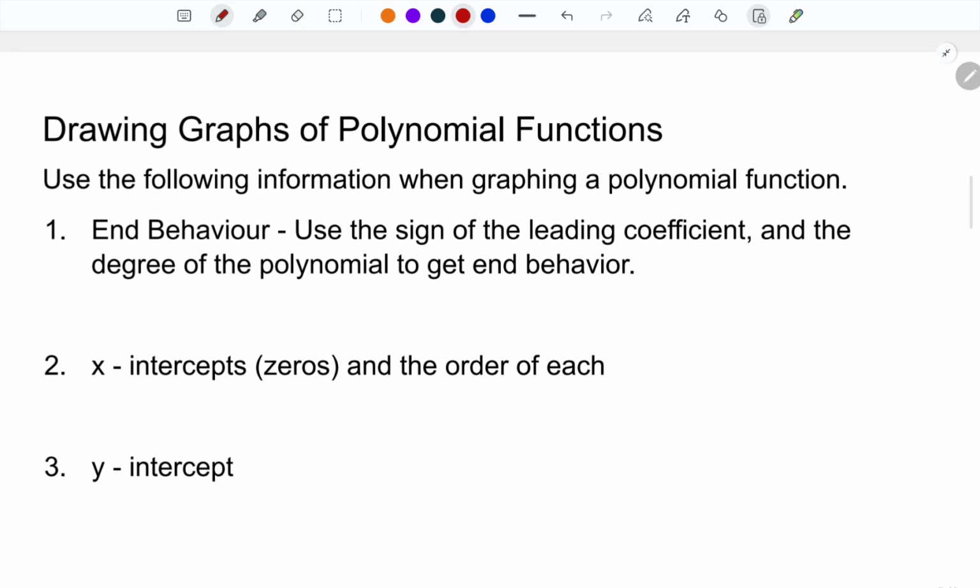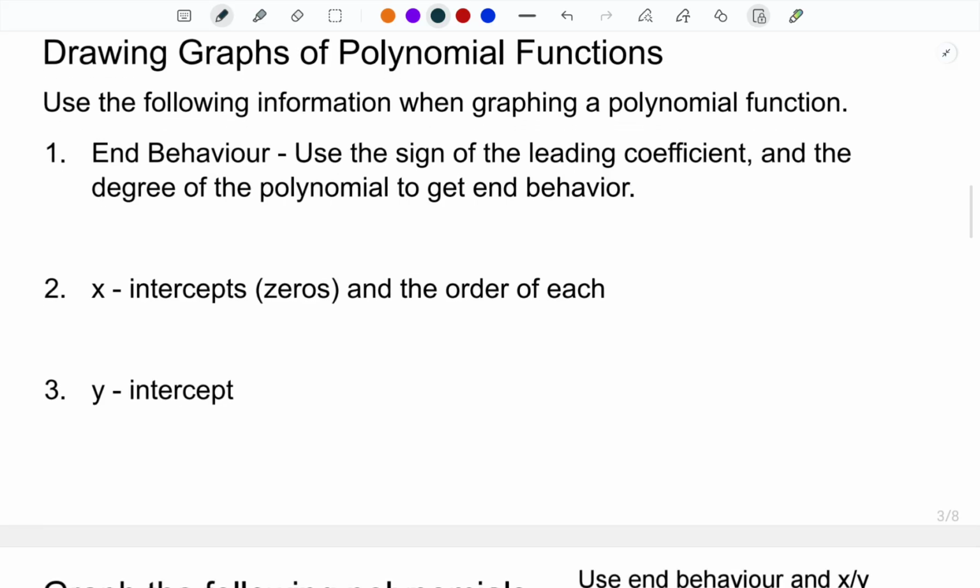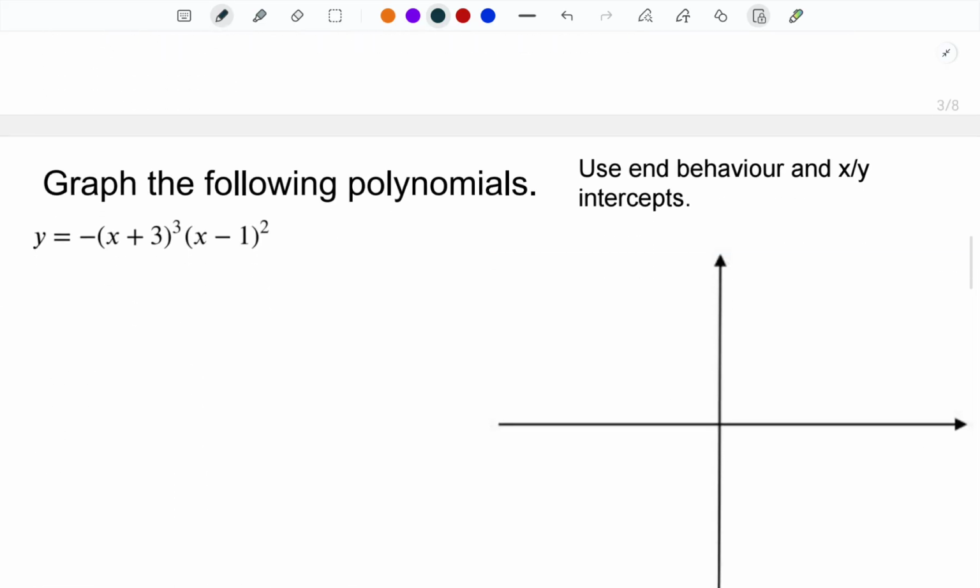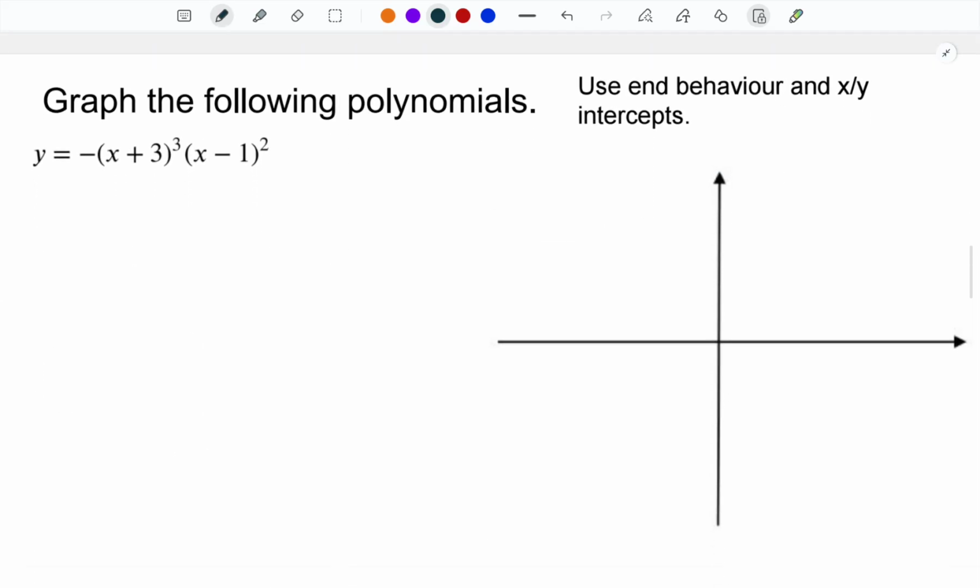Okay, so if we're going to draw a polynomial, what are we going to use to draw it? Well, we're going to use the end behavior. So that's where we're looking at what happens as you go all the way to the right or all the way to the left. And we also describe that in terms of quadrant behavior. So from quadrant 2 to quadrant 1, that kind of thing. We're going to use the x-intercepts, so the zeros, and the orders of each. And then lastly, the y-intercept is some extra information that we can use to make the graph just a little more accurate. So let's do that for this graph.